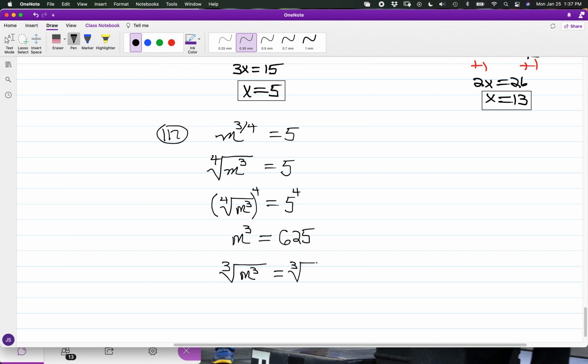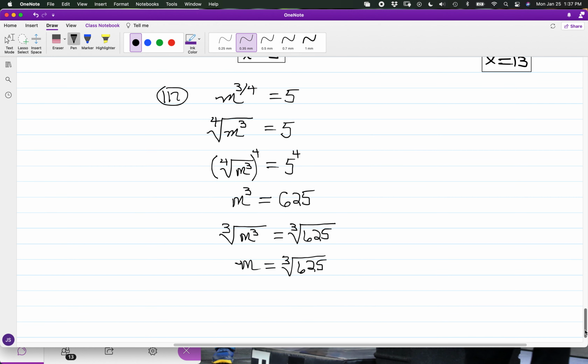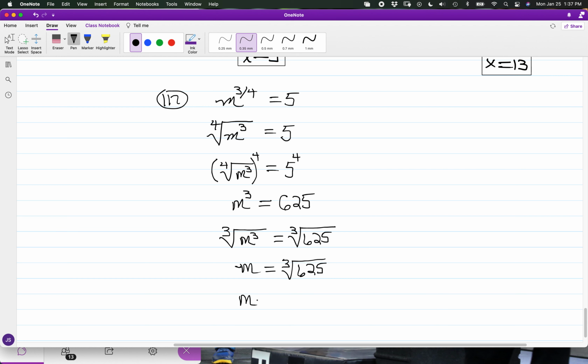And to go from m to the 3rd to just m, I'm going to be taking the cubic root of the terms in the equation. So the left-hand side becomes m, and we have the cubic root of 625, which is a radical that can be reduced.